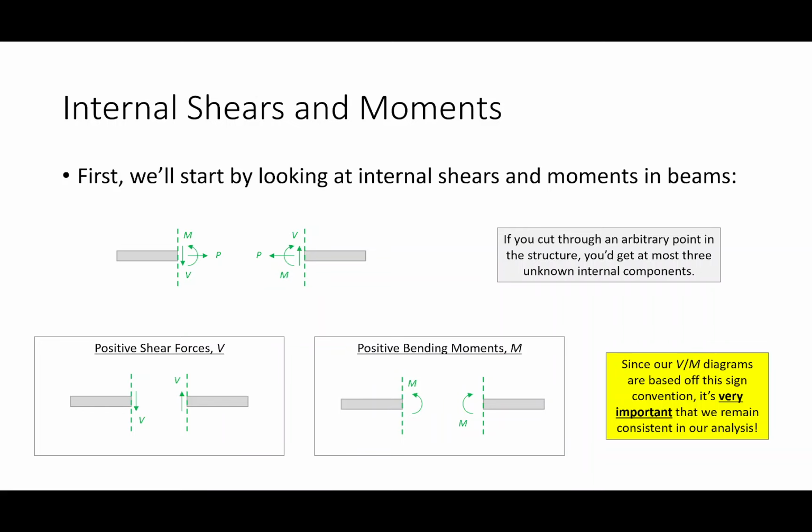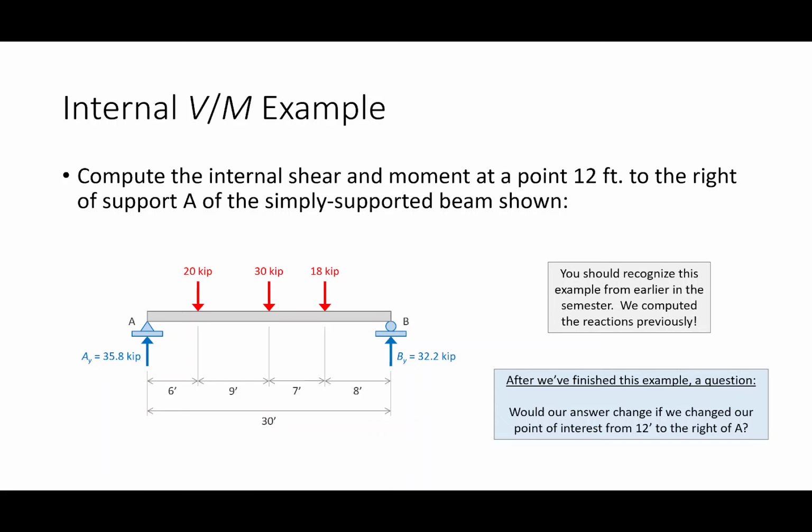And again, it's very important that we remain consistent with this. I'm going to walk you through this today, but suffice it to say that moving forward, just accepting this sign convention as the be-all, end-all of how we're going to do these things is important. Okay? I think the best way of approaching this is to just do a problem. So we're going to do the following problem. We're going to investigate the internal shears and moments for this beam.